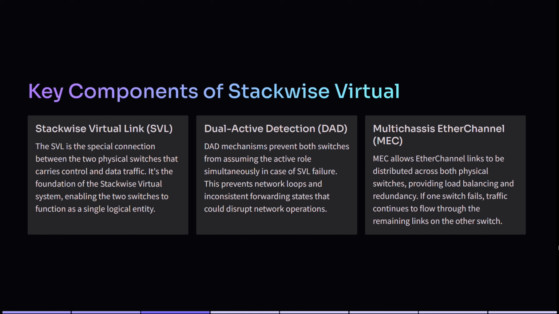Dual active detection, DAD. DAD mechanisms prevent both switches from assuming the active role simultaneously in case of SVL failure. This prevents network loops and inconsistent forwarding states that could disrupt network operations.